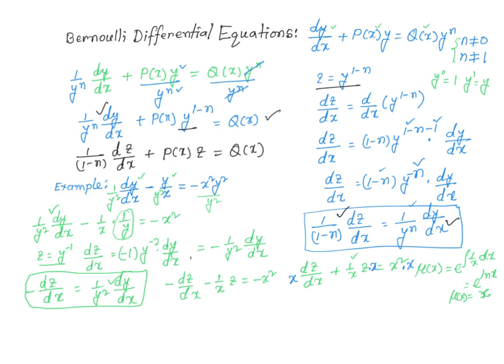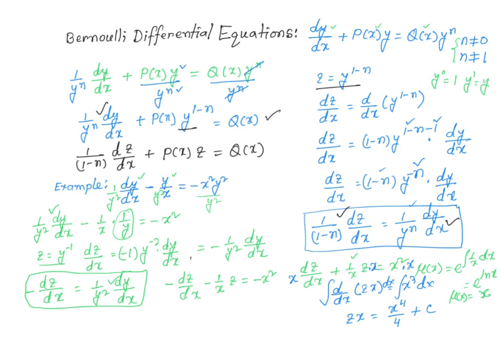On the left hand side is going to be d/dx of z times x, is equal to x cubed. I'm assuming here that you know how to do integrating factor. Now I can integrate with respect to x. So integrating both sides, that is going to give me nothing but zx on the left, is equal to, on the right, x to the power 4 over 4 plus some arbitrary constant c.